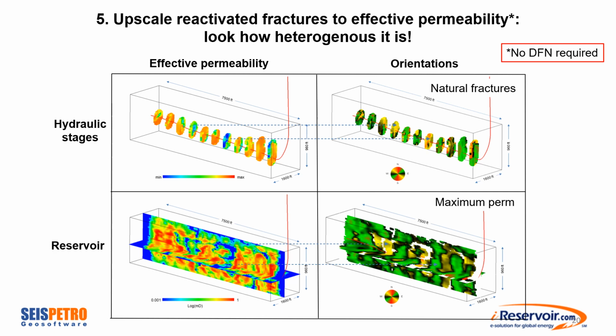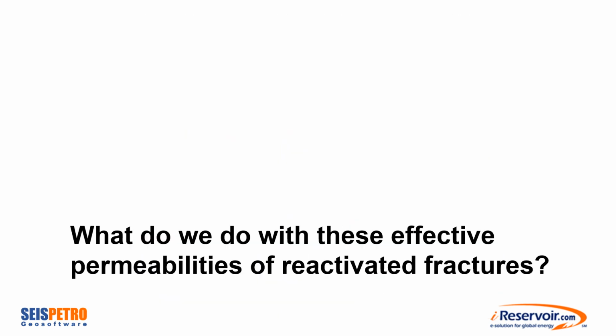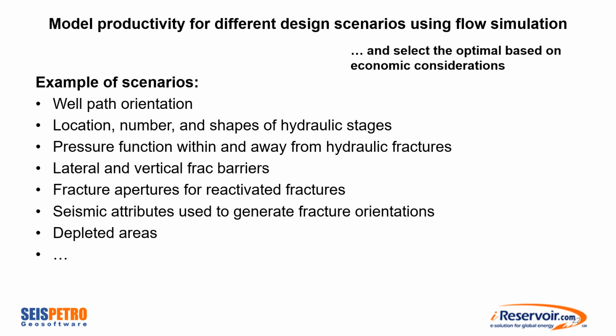So after this analysis, we get permeabilities, we get orientations of permeabilities, and we get other flow parameters. But the question is now, what do we do with these flow parameters besides understanding their heterogeneities and identifying areas more prone to reactivation? We use these parameters to model productivity of different design scenarios using flow simulation and select the optimal design based on economic considerations. So here are some scenarios that we model, like well path orientation, location, number, and shape of hydraulic fractures, pressure function decays, frac barriers, fracture apertures, the seismic attributes that we use to generate the fracture orientations, depleted areas, and so on.